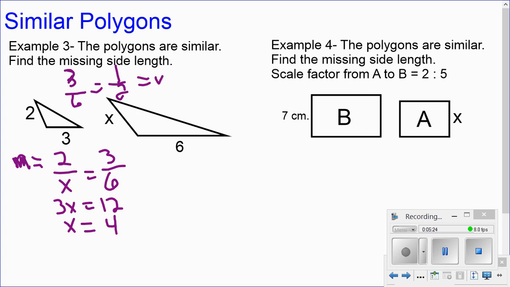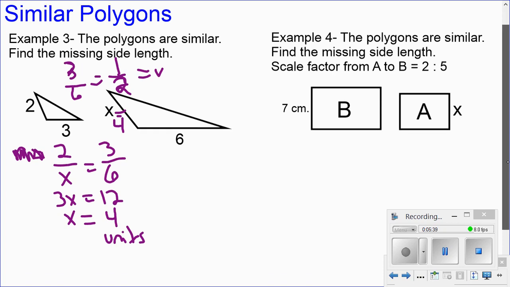Okay, so I'll just get rid of that r down here. So 1/2 is the scale factor, and the missing side length is 4. 4 units, whatever those units are. Okay, next let's take a look at example 4.